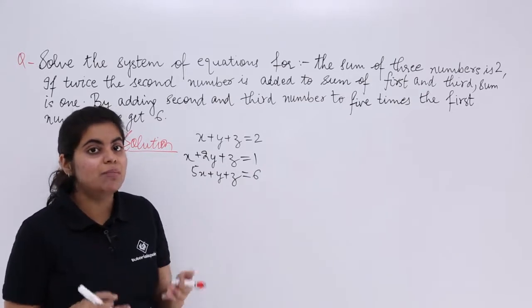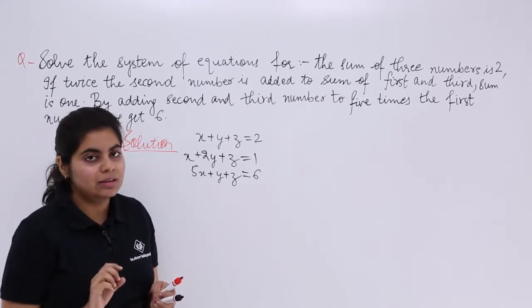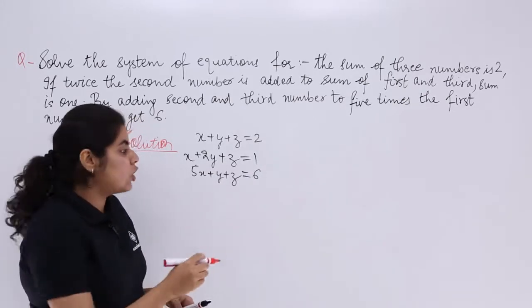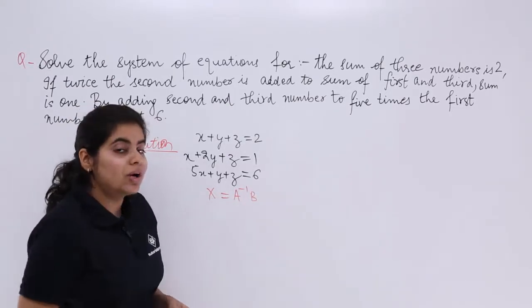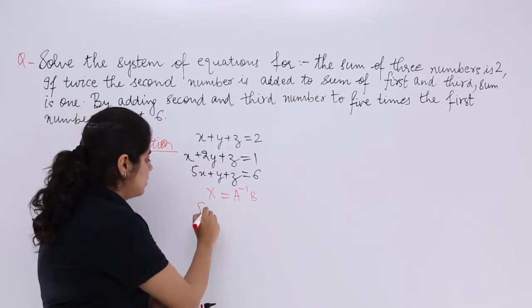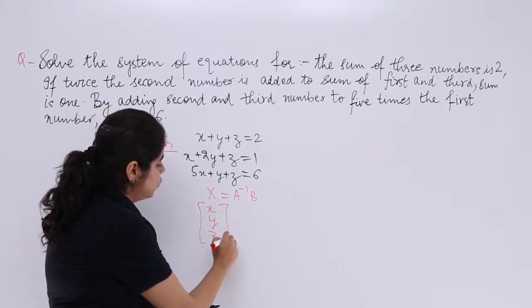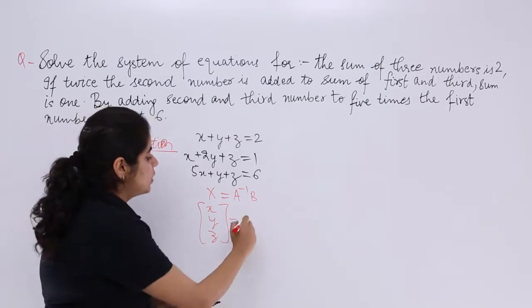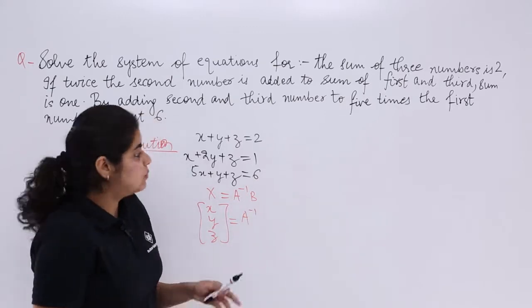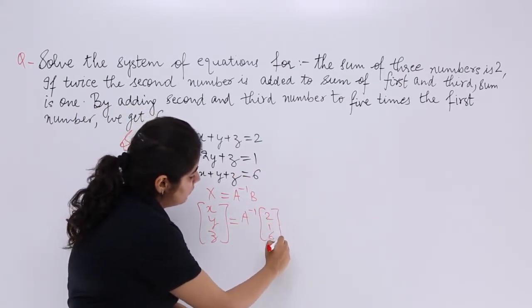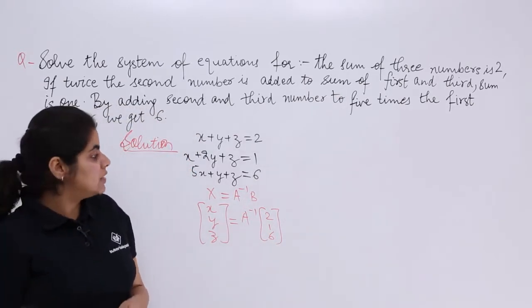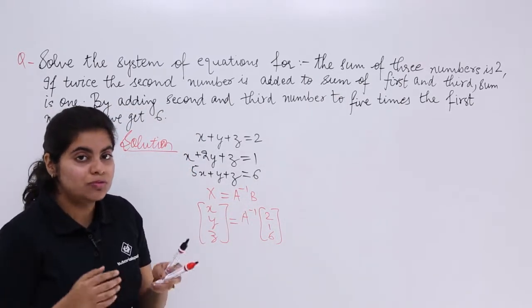Solution is easier by doing the matrix method. So let's write X is equal to A inverse B. For that, you need X, which is x, y, z. A inverse is needed, and what is B? B is nothing but 2, 1, 6. Now we basically have A inverse to be found out.